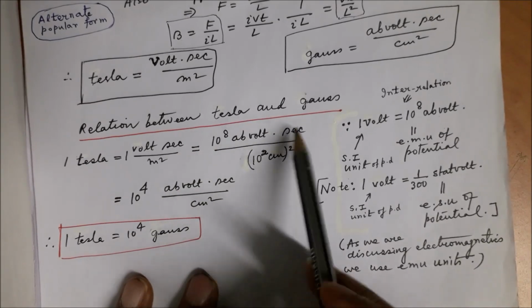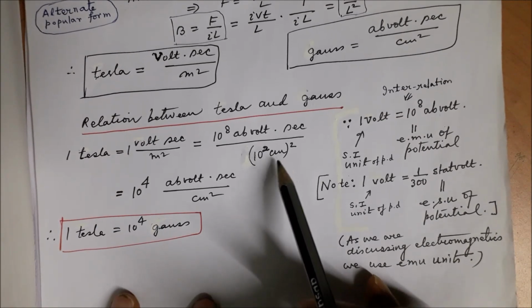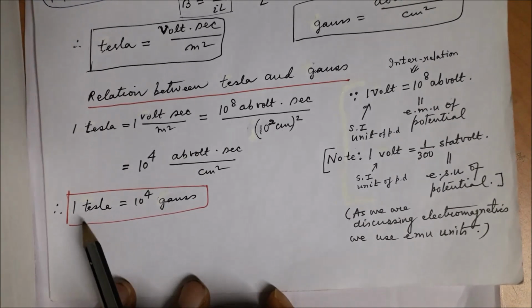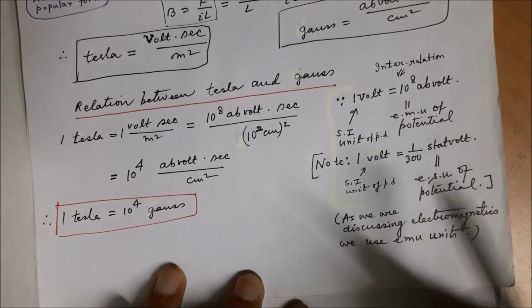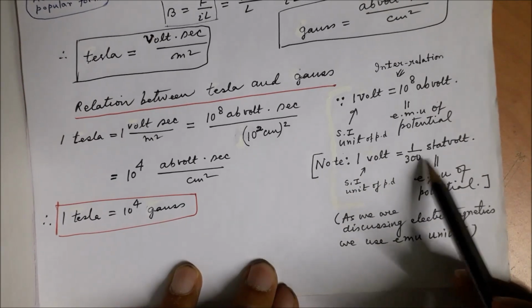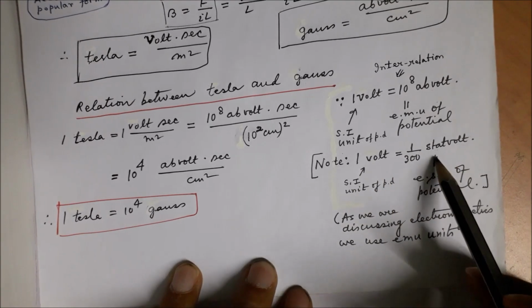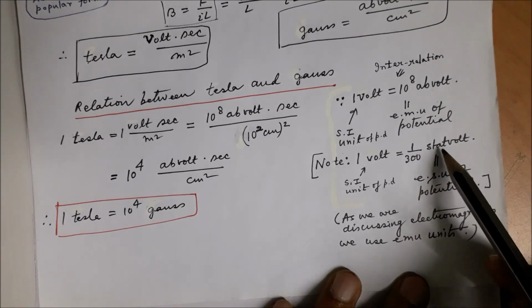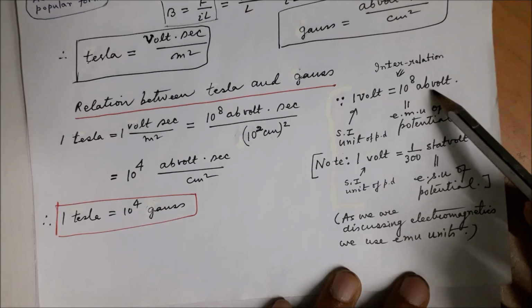Second is the same in both systems, and meter is obviously replaced by 100 centimeter, and simplification gives us 1 Tesla is 10 to the power 4 Gauss. And we just note that, though we are not using it, 1 volt happens to be 1 by 300 statvolt. Volt is the SI unit of potential difference, and the ESU unit, or the electrostatic unit of potential, is statvolt, while the electromagnetic unit of potential is abvolt.